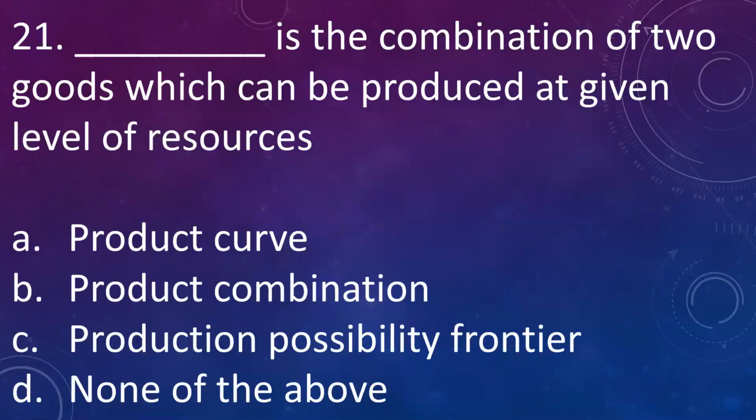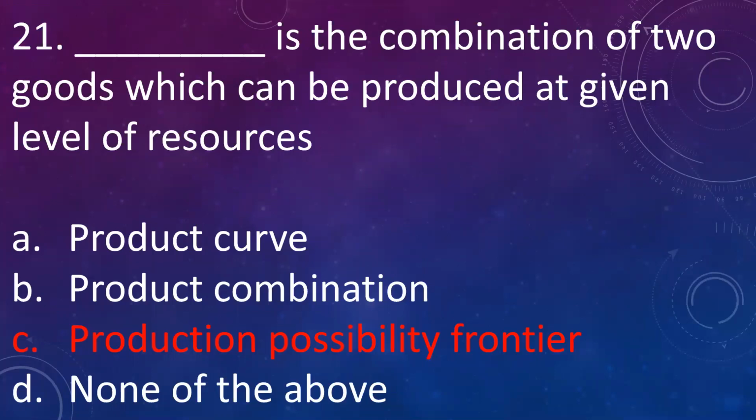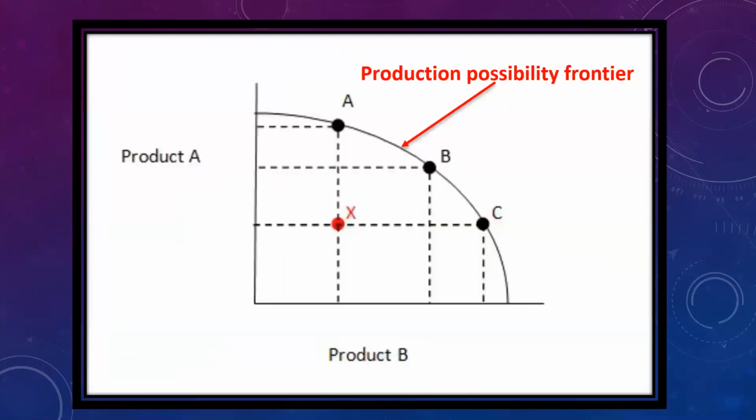Our next question is, dash is the combination of two goods which can be produced at given level of resources. A, product curve, B, product combination, C, production possibility frontier, D, none of the above. Answer is production possibility frontier. The production possibility frontier gives combination of two products that can be produced at given level of inputs.